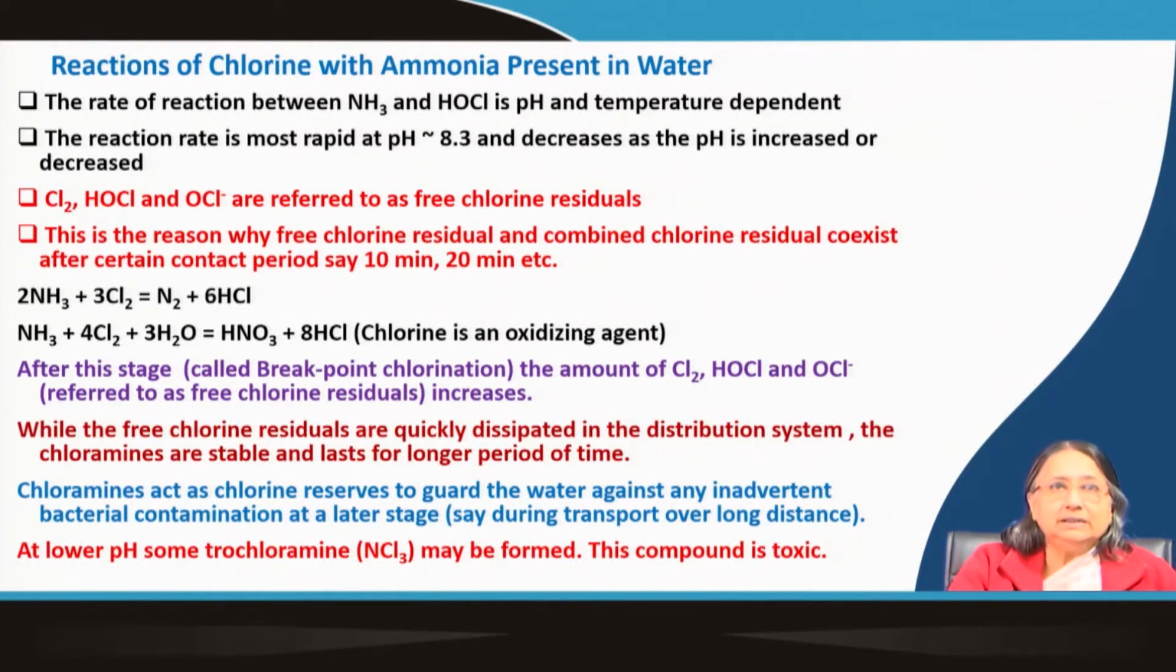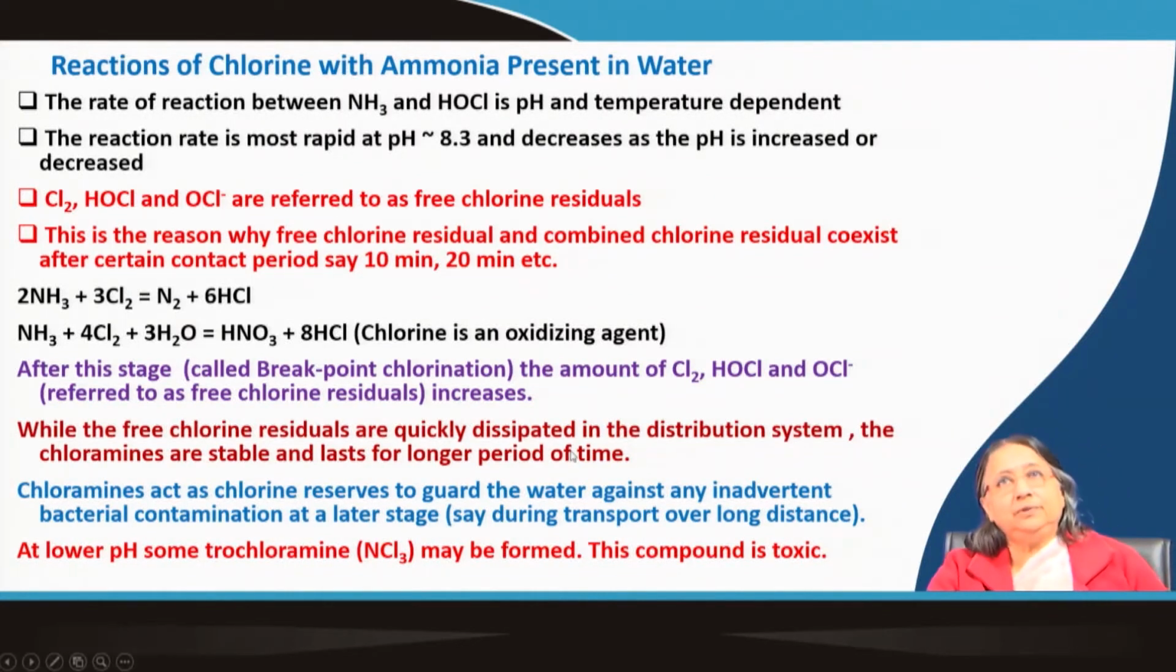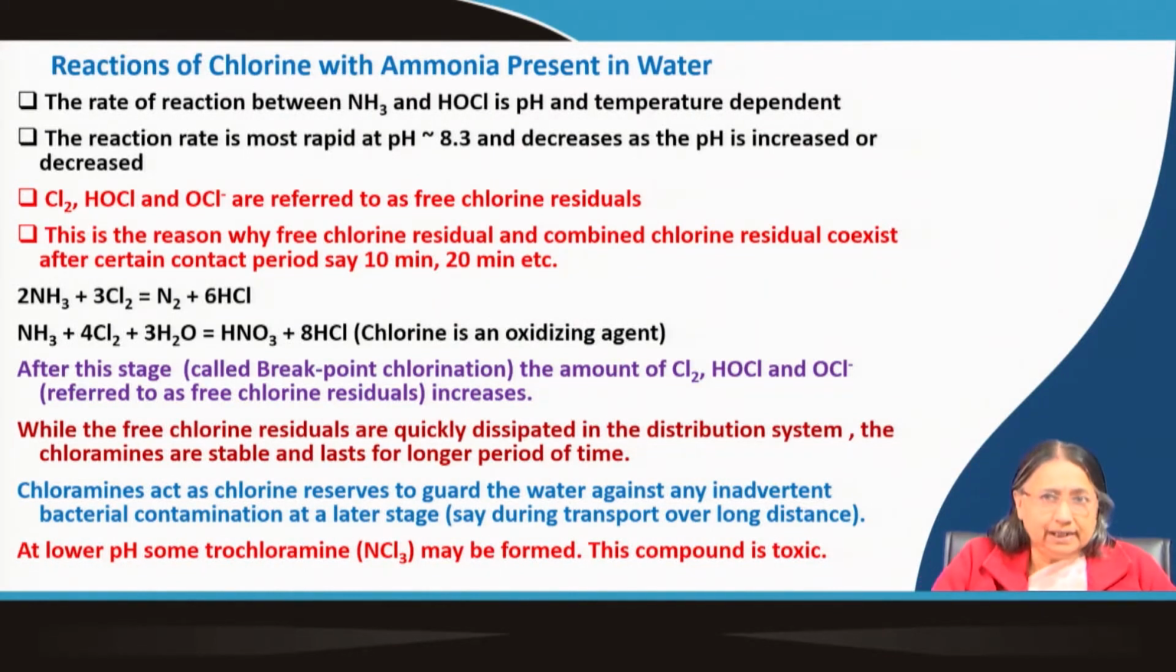What is the property of free chlorine residual and combined chlorine residual? One property is that free chlorine residuals are a better disinfecting agent, but combined chlorine residuals also have disinfecting power, although it is weaker compared to the free chlorine residuals. But one advantage is that free chlorine residuals are quickly dissipated in the distribution system. The chloramines are stable, the chloramines can stay for a long period.